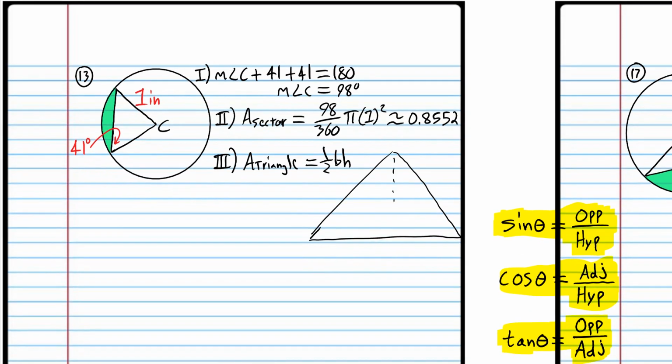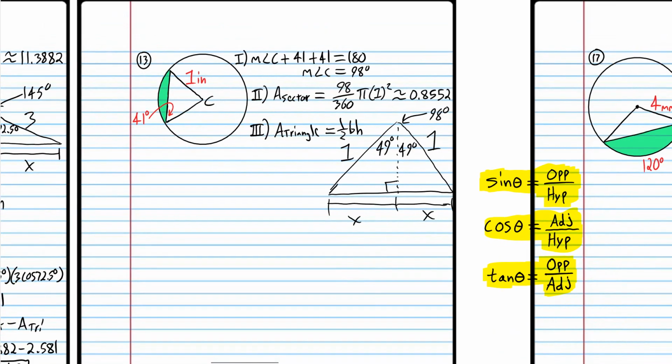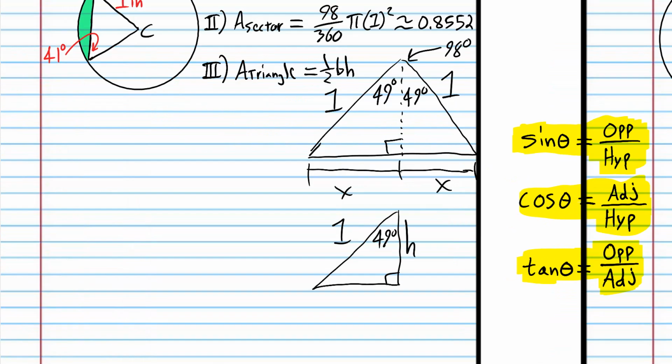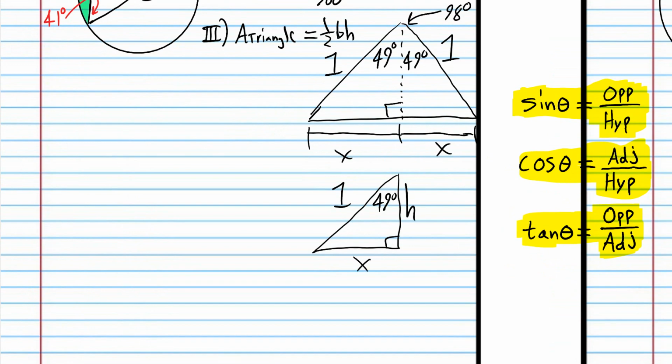So drop down an altitude. This angle is 98 degrees. If we divide 98 by 2, we get 49, so both these angles are 49 degrees. Both these sides are 1, because those are radii. As usual, this is x. This is x. Pull out the left triangle. We're going to call that height, and of course this side is x.